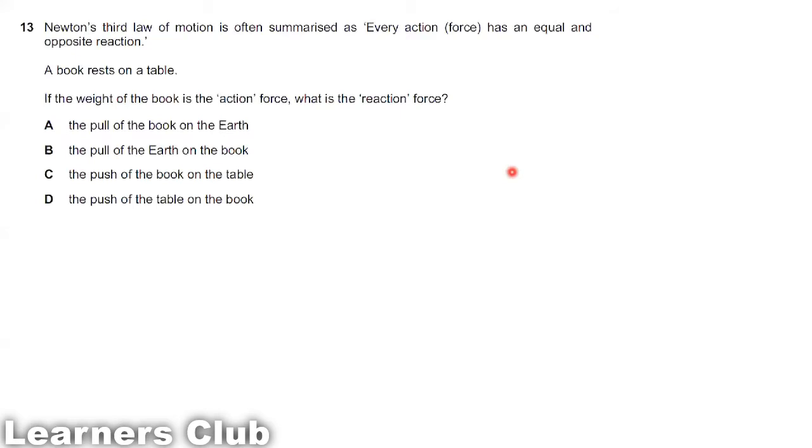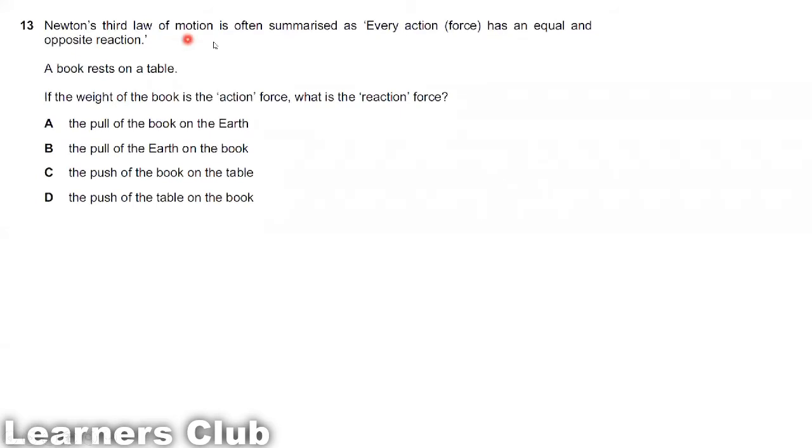Question 13. Newton's third law of motion is often summarized as every action has an equal and opposite reaction. A book rests on a table. If the weight of the book is the action force, what is the reaction force? So weight of the book is the action force. Weight of the book means the pull of the earth on the book.